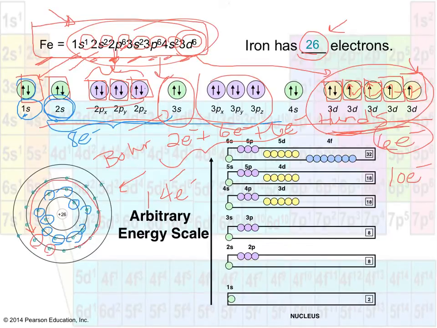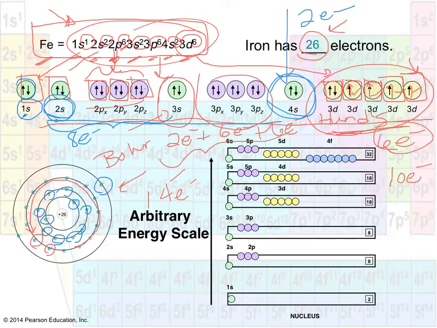Okay, and finally, you can't forget the fourth energy level. Iron only has 2 electrons in the fourth energy level. And where's the other one? My little tablet is covering up, but there should be a second electron over here someplace.